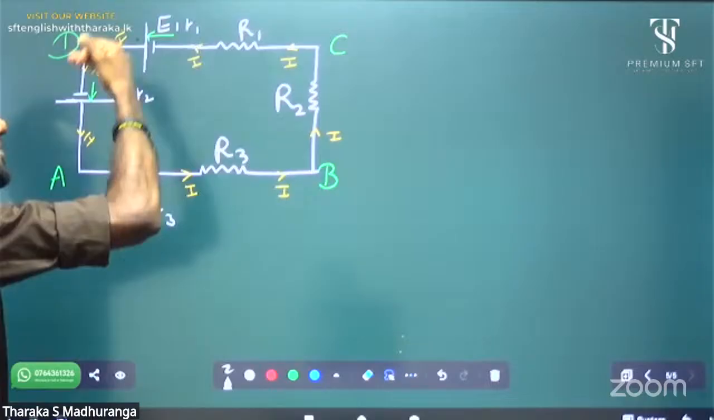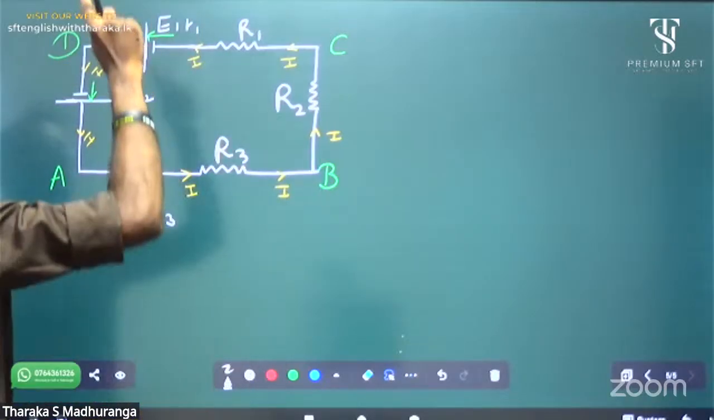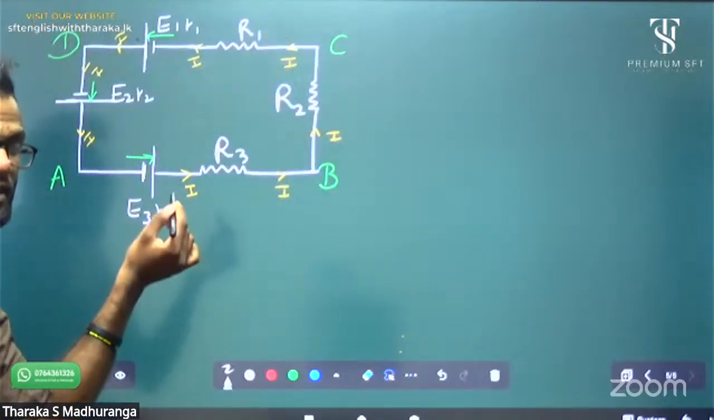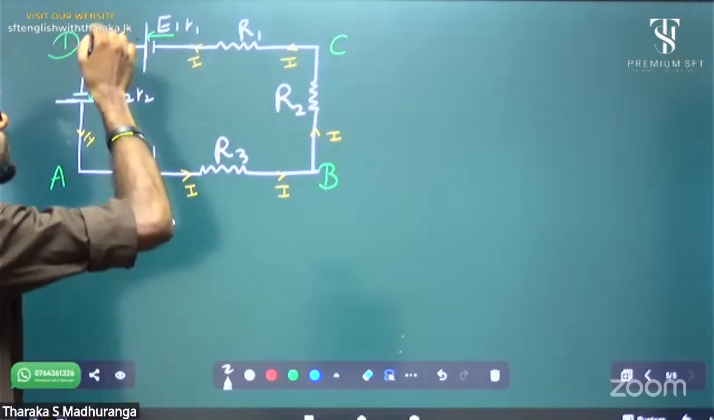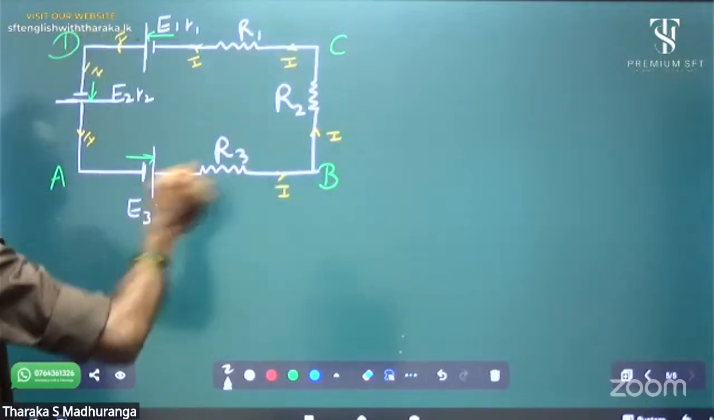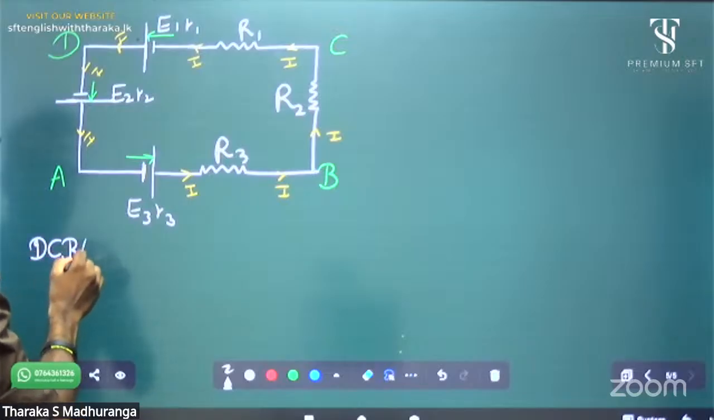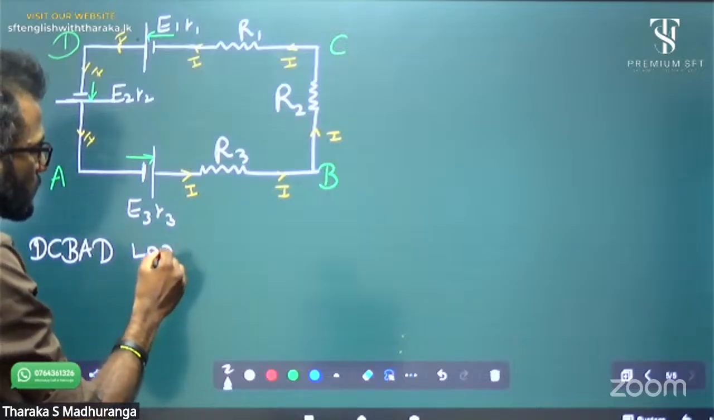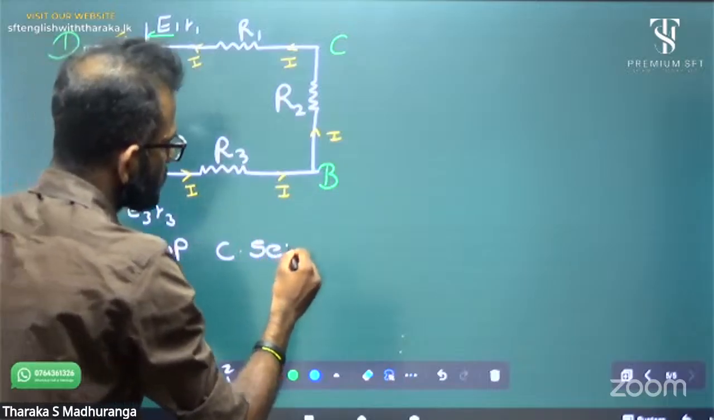I'm going to use it now. It's not compulsory to use A, B, C, D, A. We can use D, C, B, A, D, so you understand. If you use A, B, C, D, A it's easy, but I'm going to use a different one: D, C, B, A, D loop. Apply Kirchhoff's second law.